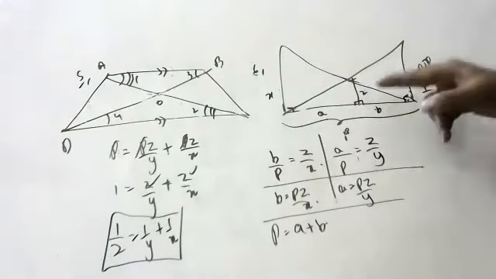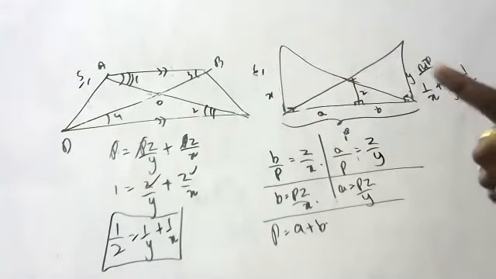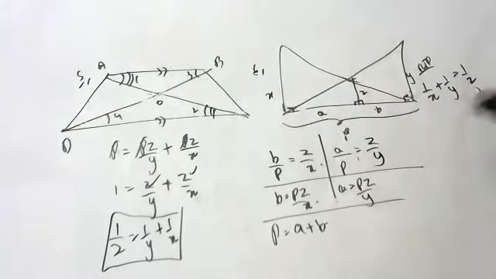This small triangle was similar to the big triangle. One is a common angle, the other one is 90 degrees. Like that, children. Hope you are able to understand, children.